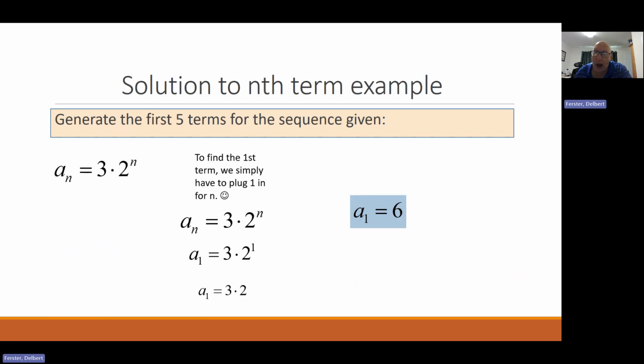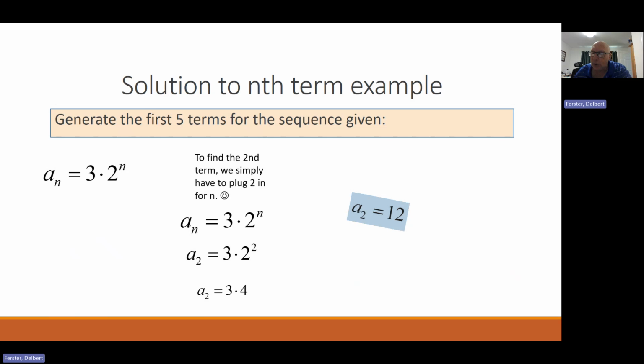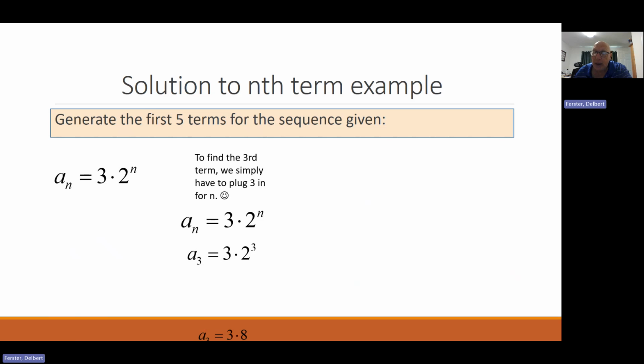Unlike recursion, you will not be using that 6 to create term 2. You'll find term 2 by simply putting 2 in for n. So 3 times 2 to the second. 2 to the second is 4, and 3 times 4 is 12, so term 2 is 12. Those of you with good pattern observation could now see a trend and probably write some more terms quickly. If you want the third term, we put 3 in for n, and that makes us take 3 times 2 to the third. 2 to the third is 8. 3 times 8 is 24. Term 3 is 24.